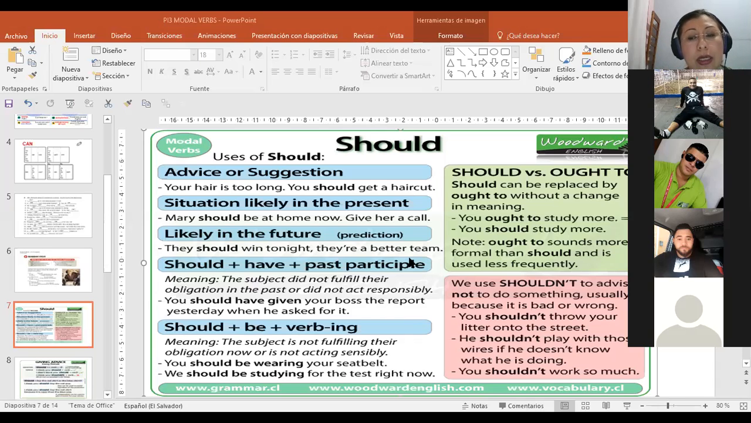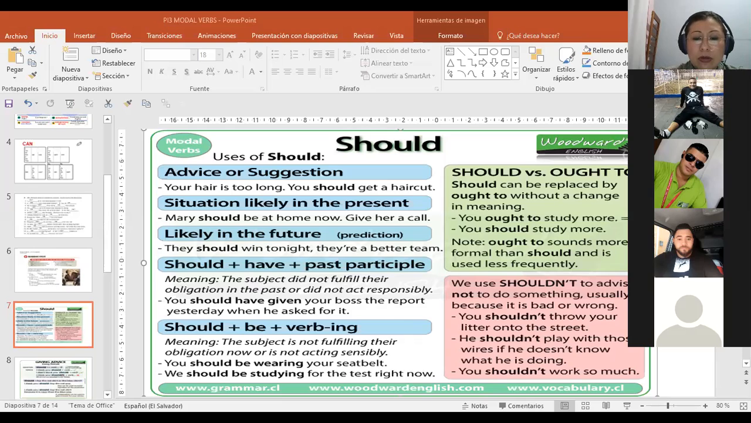We use should plus have plus past participle to say that the subject didn't fulfill their obligations in the past or didn't act responsibly. You should have given your boss the report yesterday when he asked for it. Tú deberías haberle dado a tu jefe el reporte ayer cuando él te lo pidió.